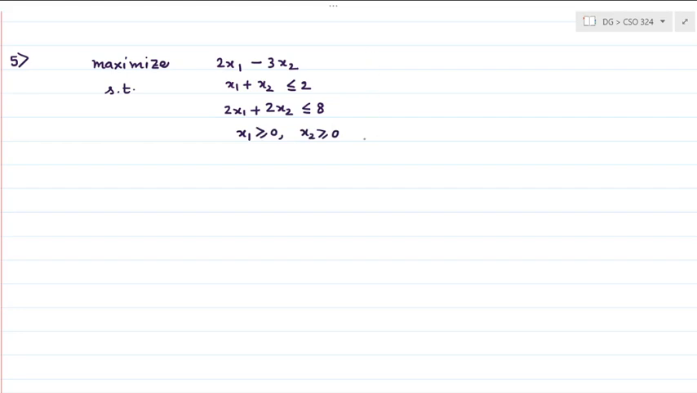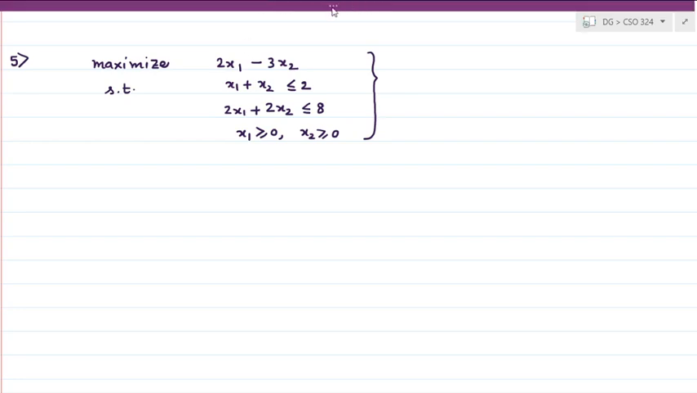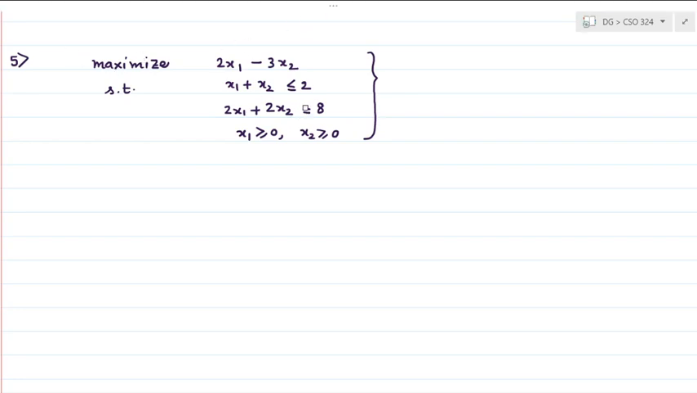For this problem you will find that the feasible region is an empty set. Sorry, it will be an empty set provided you take here greater than or equal to 8. In this problem you do not have any point that satisfies all the inequalities, and such a case is called no feasible solution of the problem.